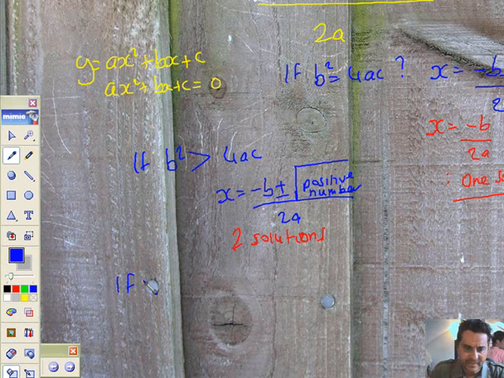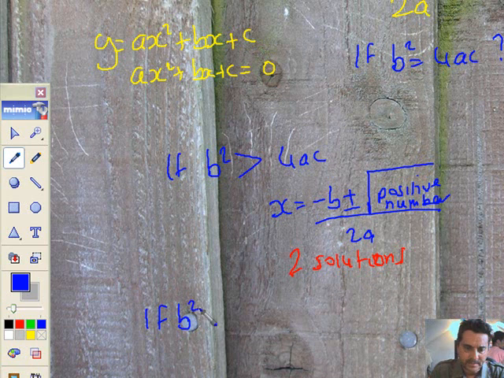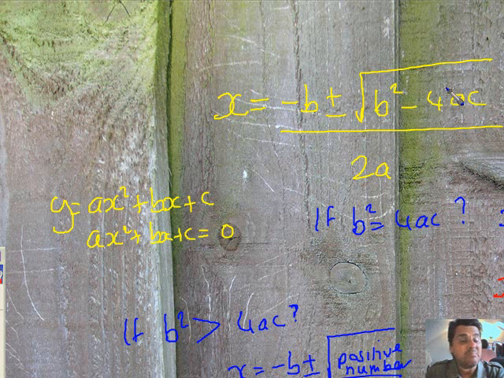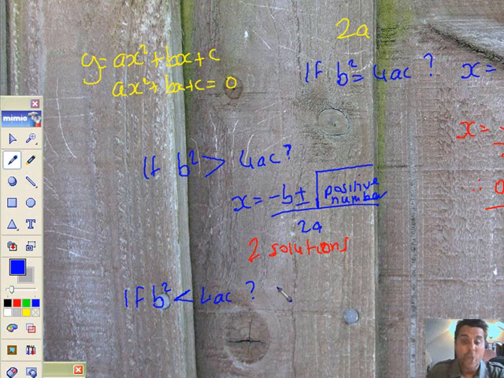What happens if b squared is less than 4ac? What's going to happen now? There'll be a question mark. Look at this. If this is smaller than that, then 4ac is going to be bigger than b squared. If I try and take away a bigger number from a small number, I'll end up with a number that's negative, and therefore when I try to press the square root button, it won't work. There will be no solution.